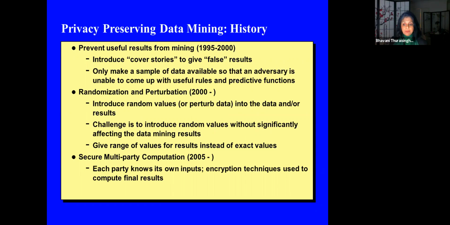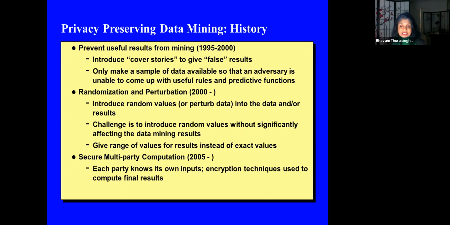Okay, so now I'm continuing with privacy preserving data mining, motivation. Now, what has happened in privacy preserving? This is really my take. When Chris and I worked together, 1995 to 2000, we said we want to give cover stories to prevent people from inferring useful results from mining. We can introduce cover stories to give false results, or only make samples of the data available to various groups so adversaries are unable to come up with the useful rules and predictive functions.